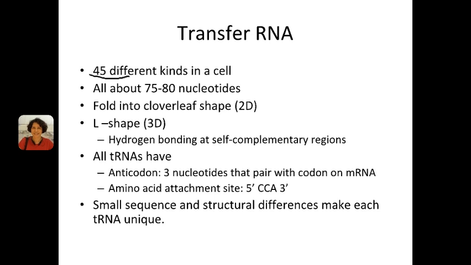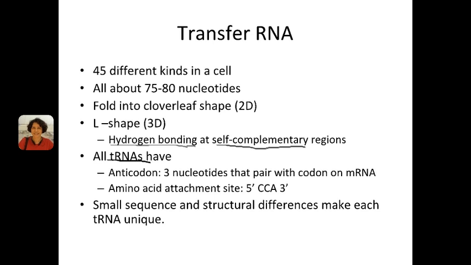There are about 45 different kinds of transfer RNA in a cell, and all of them are about 75 to 80 nucleotides long, so they're fairly similar to each other. They all fold into a 2-dimensional shape and then a 3-dimensional shape. This folding is made possible by the transfer RNA binding to itself through hydrogen bonding at places where it is complementary to itself. And we're going to see that on the next slide.